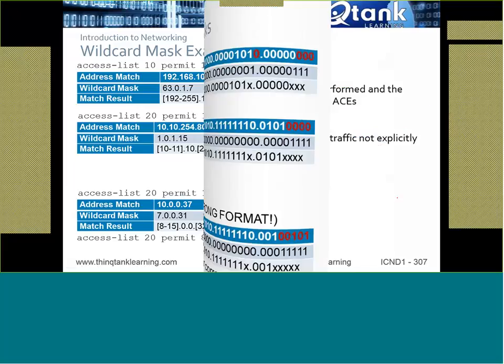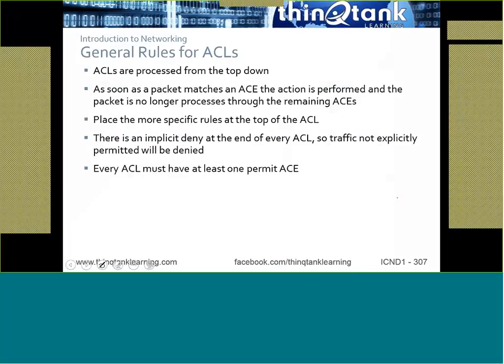Okay. We're not quite done. We still have to look at the configuration. We still have to look at some examples, and we still have some rules to learn about. First rule that we learn about is that access control lists are processed from the top down. What does that mean? Whichever rule the packet matches first will be applied. Access lists are a list of rules in order. Rule 1, Rule 2, Rule 3, Rule 4, Rule 5.